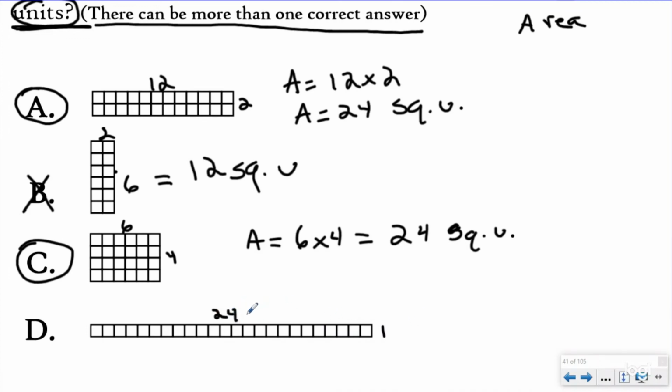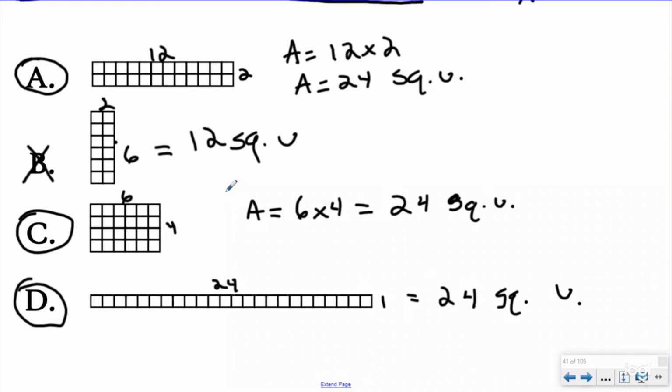And again, if I just did 24 times 1, I know that there are 24 square units that cover this rectangle. So again, you can have an area and have a rectangle that looks different and has different dimensions. 12 times 2 makes 24. 24 times 1 makes 24, and 6 times 4 makes 24. Different factors, like you learned about in multiplication, can be used to make the same product.